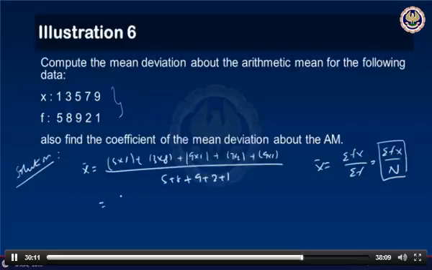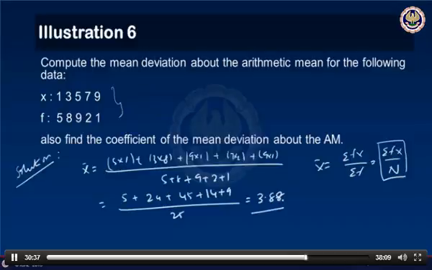Here this is 5 plus 24 plus 45 plus 14 plus 9, divided by 25. After dividing, 3.88 is the mean for this data. For this frequency distribution, we have found the mean, that is 3.88. Now we have to compute the mean deviation from mean in the next slide.